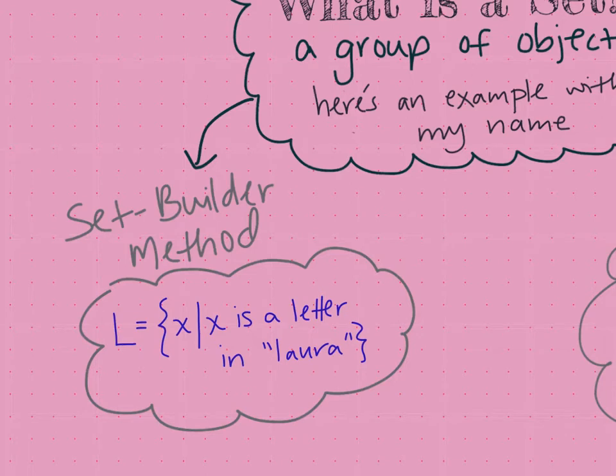And we'll see that if it's a more mathematical set, such as using numbers instead of letters, set builder will look a little different, but this is the main idea, is that we have brackets, we say all x such that x is whatever is in our set.